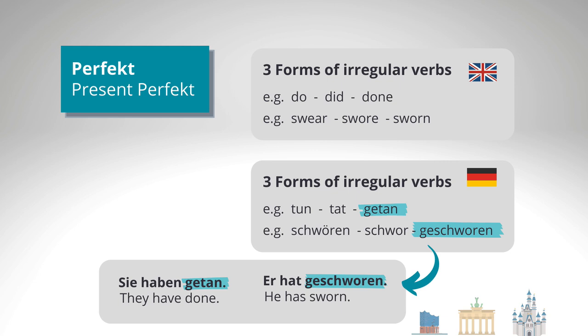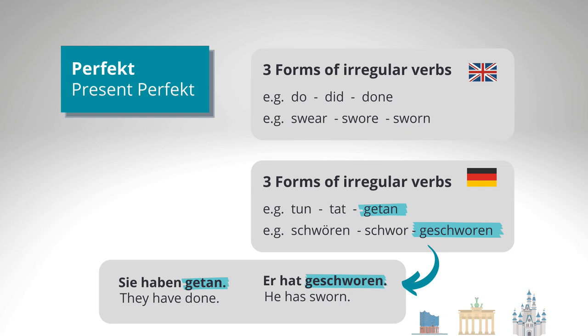But this time we really have you covered. Remember the 3 forms of irregular verbs that we learned in the last video? So in English this would be verbs like do, did, done, swear, swore, sworn, and so on. And in German these 3 forms also exist. The first form is always the infinitive, the second one is the Präteritum form, so the simple past form, and the third one, you guessed it, is the Partizip 2, the past participle.